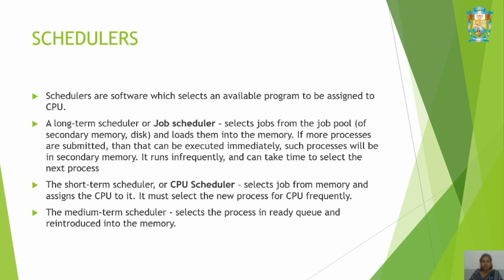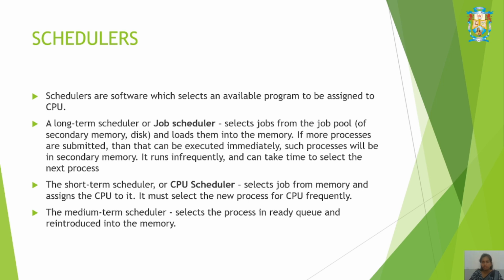So what is a job scheduler? A job scheduler, also called a long-term scheduler, selects jobs from the job pool. That means all the processes that reside in the system, either in secondary storage or main storage, are selected and put in main memory for execution. That is called the job scheduler. It selects all the processes from the job pool and loads them into main memory.